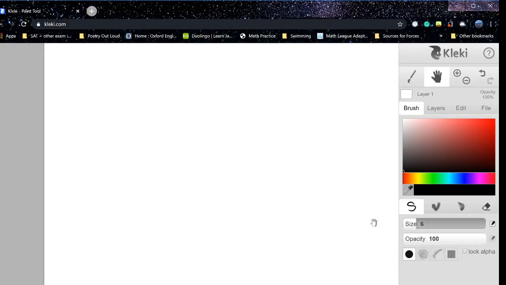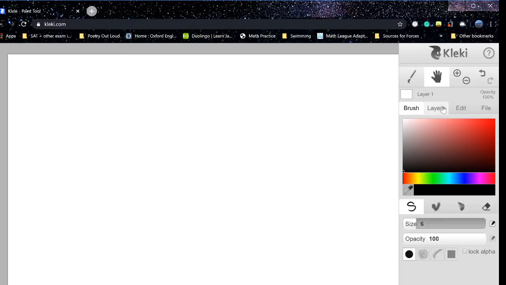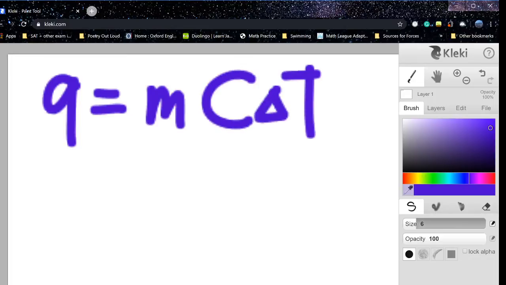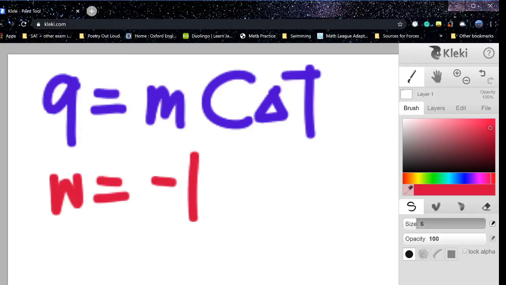Alright, so let's start by writing down the two equations. Q equals mc delta T. And let's make work red. Work equals negative P delta V.